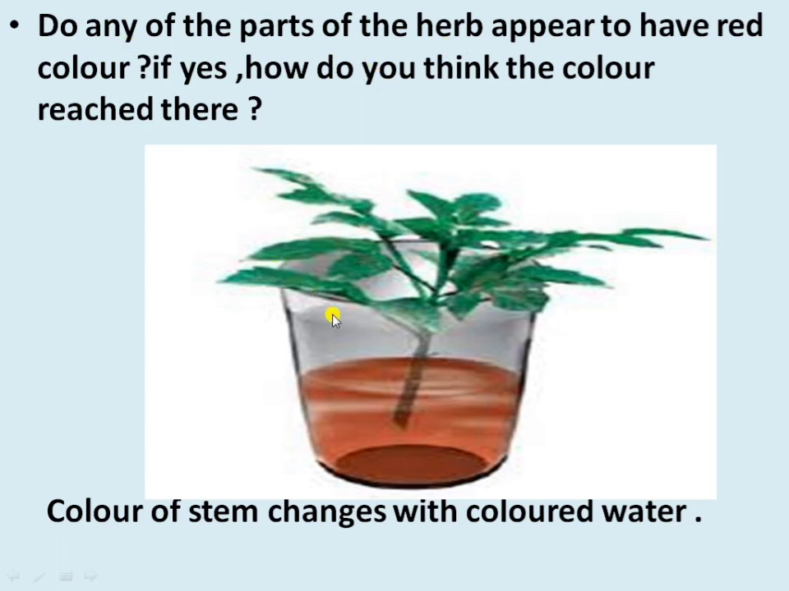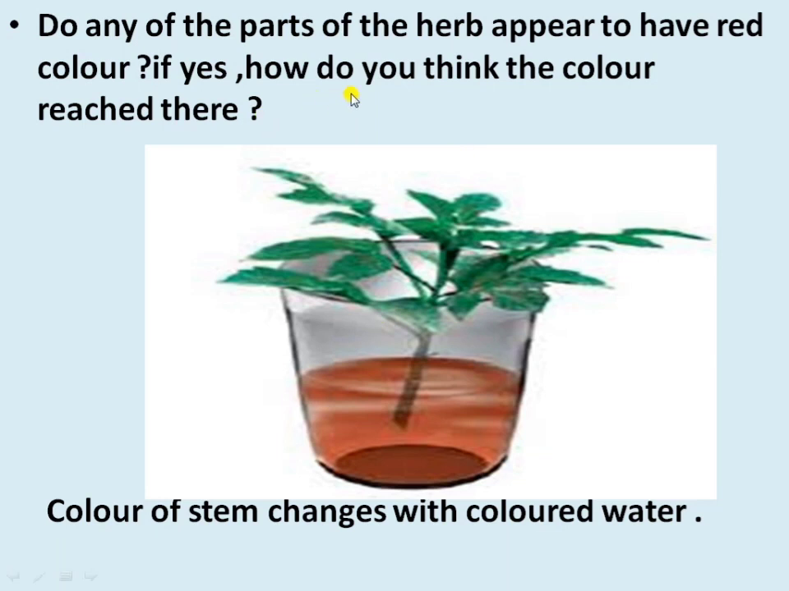Firstly, you have to pour the water to fill 1/3 of the glass and add a few drops of red ink into the water. Then cut the base of the stem of a herb and put it into the glass, that is the red colored glass, and observe it the next day.